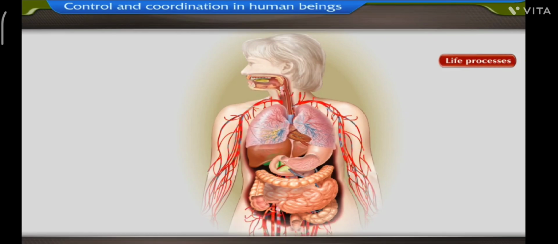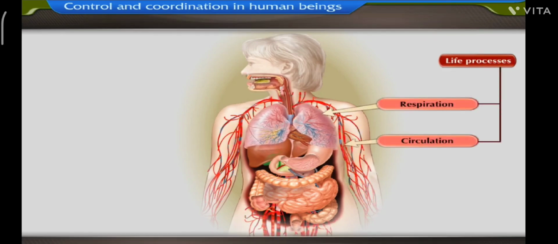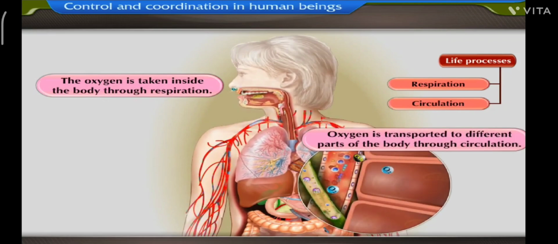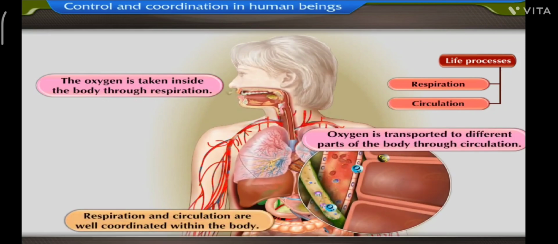For example, life processes such as respiration and circulation. The oxygen taken inside the body through respiration is transported to different parts of the body through circulation. These related activities are well coordinated within the body.